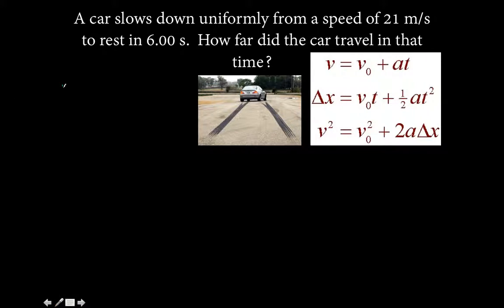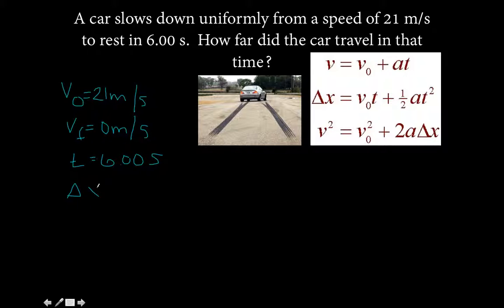So we know that velocity original equals 21 meters per second. We know that velocity final is 0 because we're coming to a stop. We are skidding to a stop. We know our time is 6 seconds. And we're trying to find our delta x.